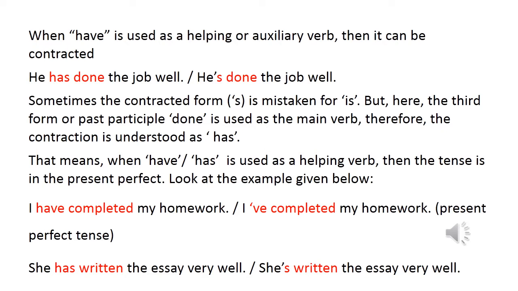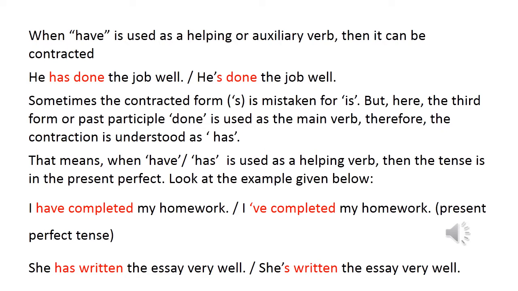Look at the two examples there. He has done the job well. This is the full form. He's done the job well. That is the contracted form. And you have to be very careful with the contracted form because the same contraction, that is apostrophe S, is used for the verb is and it is also used for the verb has. So how do we differentiate?